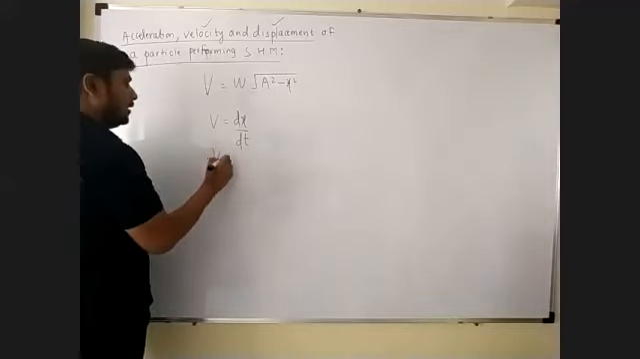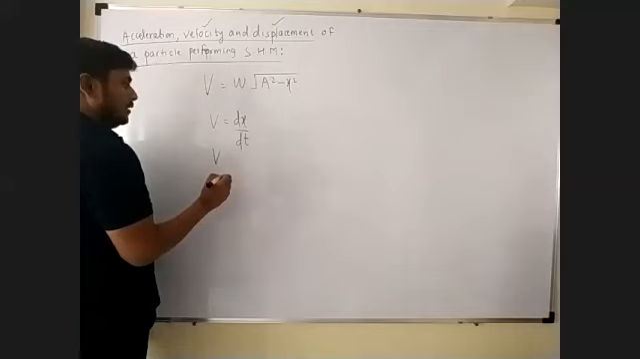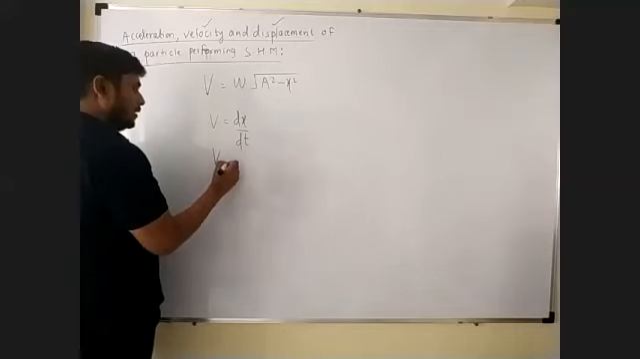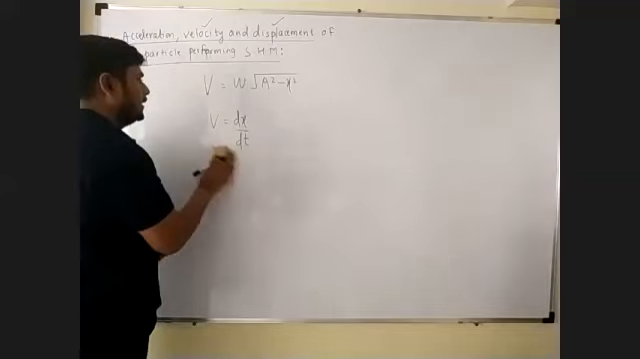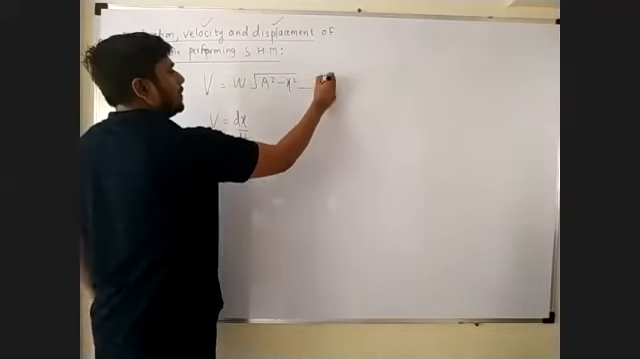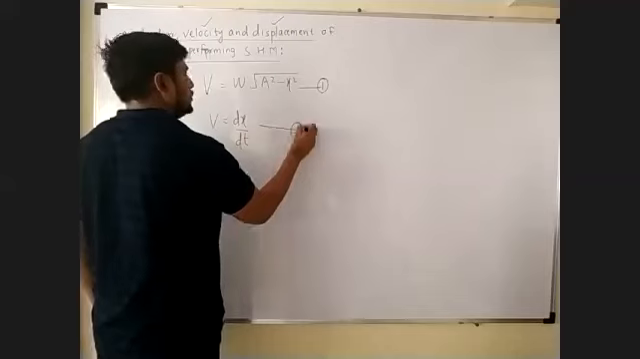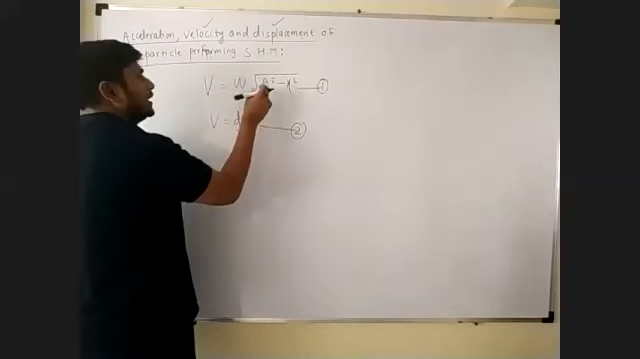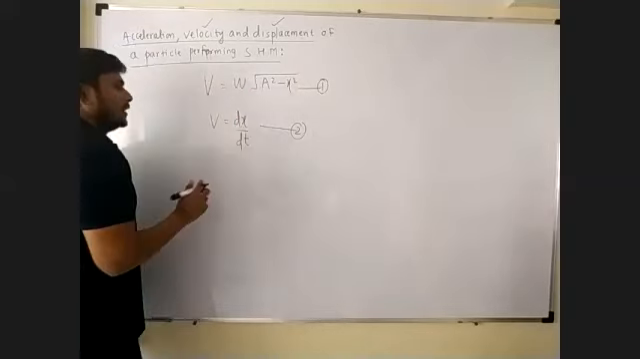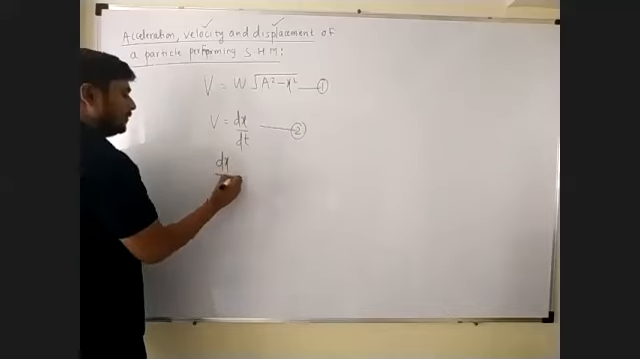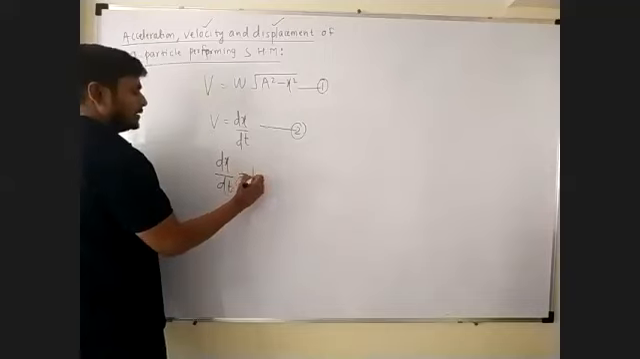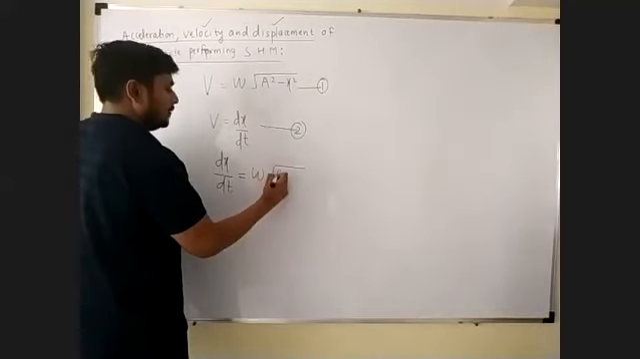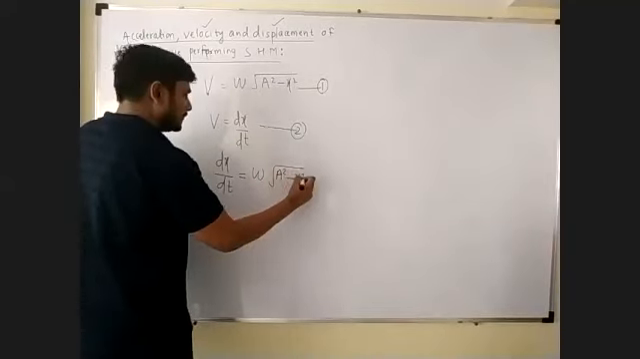Or otherwise you can keep it like that, right? So this is equation 1. This is equation 2. The left hand side of the equation is equal, so the right hand side will also be equal. So dx by dt, this factor will be equal to this factor, that will be equal to omega square root of a square minus x square.